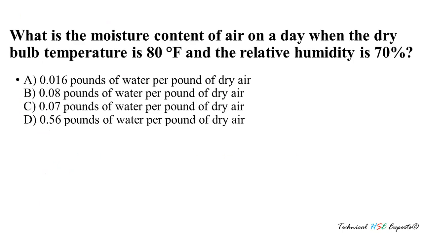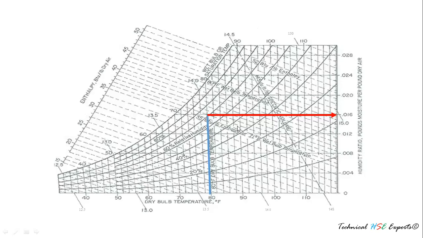Now we will see how to use the psychometric chart. What is the moisture content of air on a day when the dry bulb temperature is 80 degree Fahrenheit and the relative humidity is 70 percent? Just match the values on the psychometric chart. The horizontal axis below is for dry bulb temperature and the arc on the graph is for relative humidity.